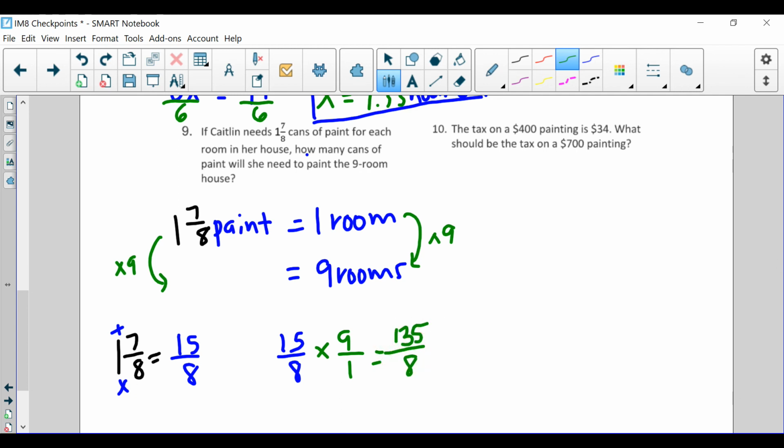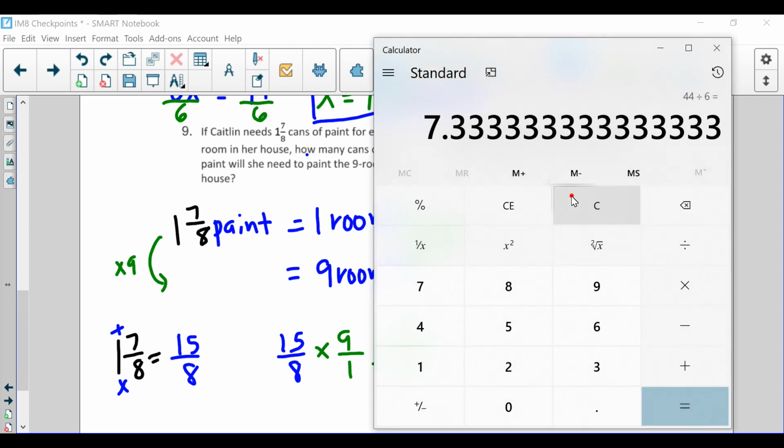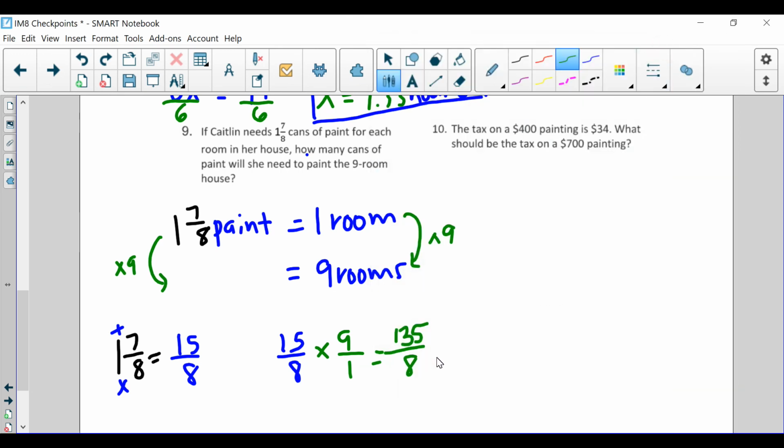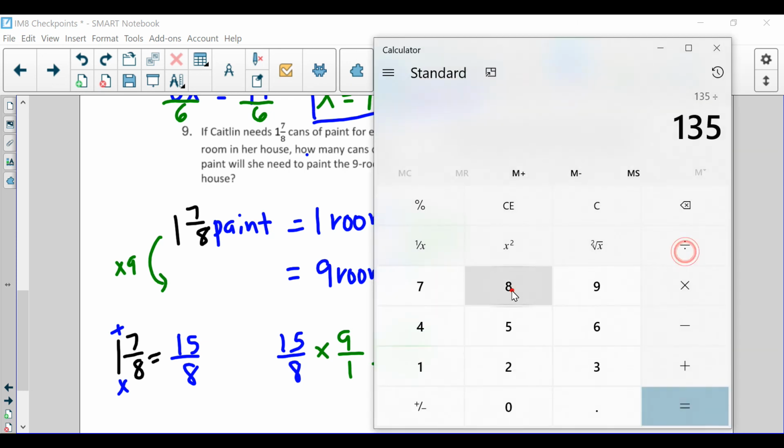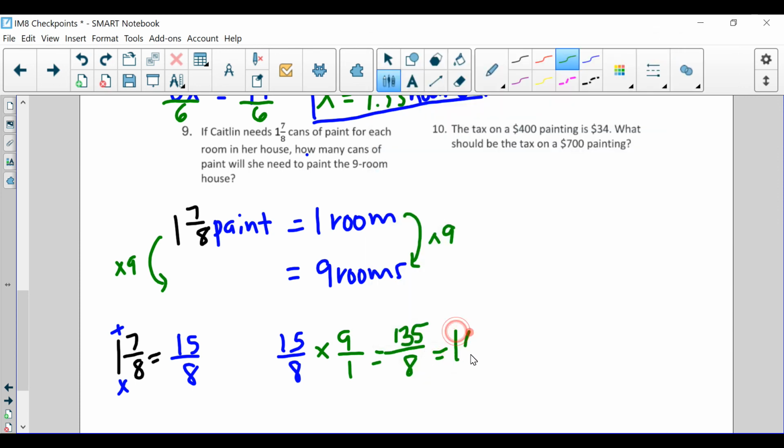Let's check that math here. Did I get it right? Let's see. 15 times 9. Oh, yeah. And then 8 times 1. Yes. Okay, so then we're going to go ahead and divide that. 135 divided by 8. We get 16 and 875. So 16 and 875. And that's how much paint they need. So you need 16.875 cans of paint.